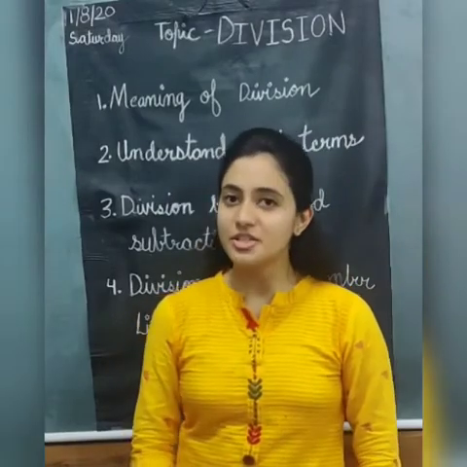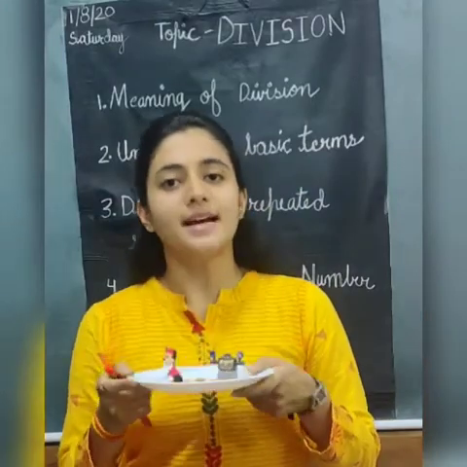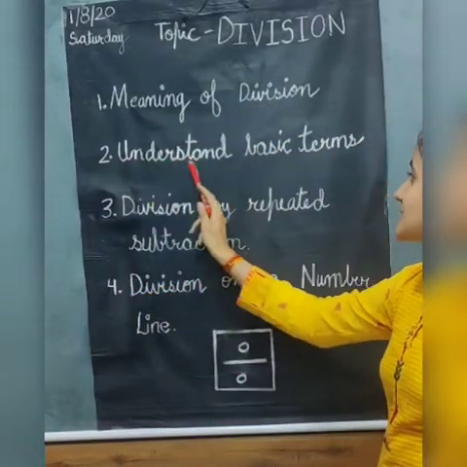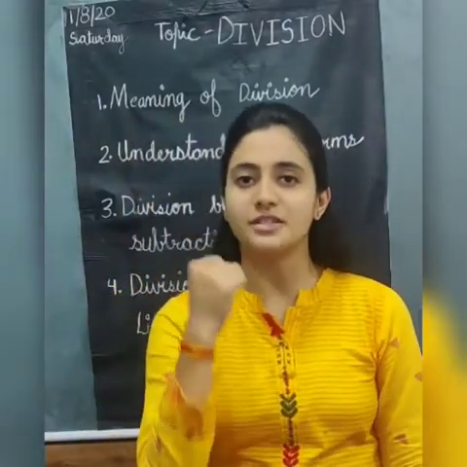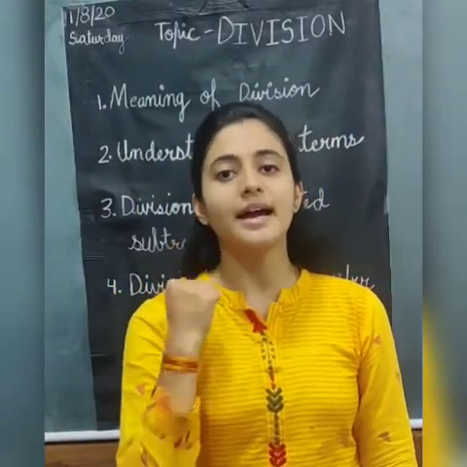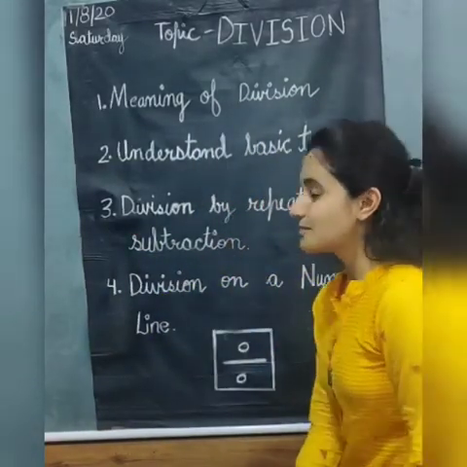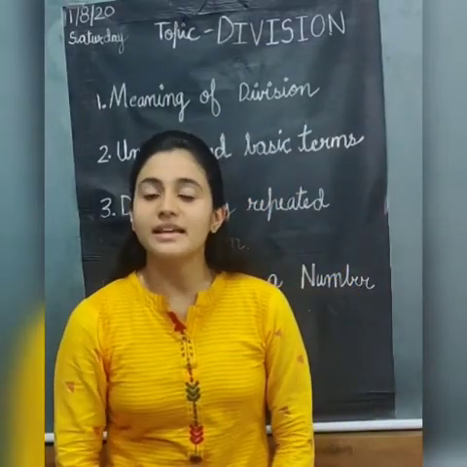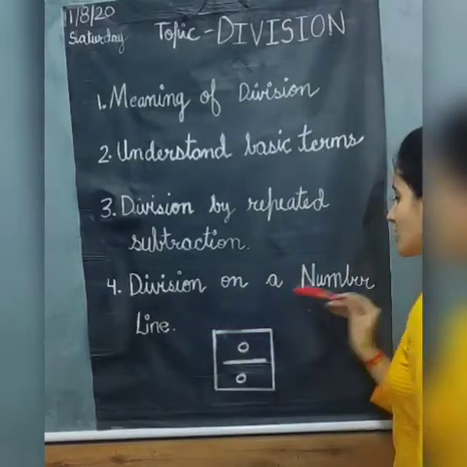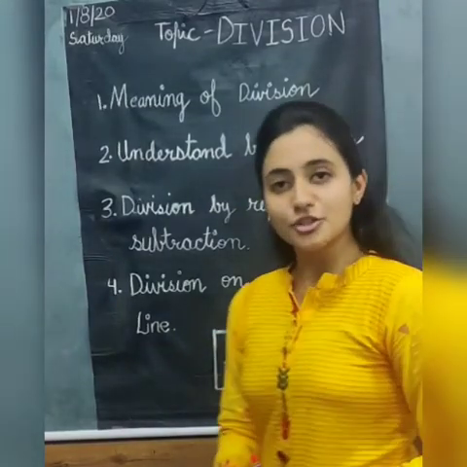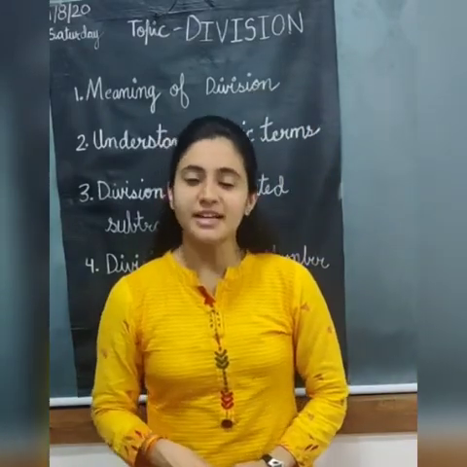Today in the topic division, we understood the meaning of division with the help of toys and almonds. Second, we understood the 3 basic terms of division: dividend, divisor and quotient. Third, division by repeated subtraction. We learned how to do division with the help of repeated subtraction. And fourth, division on a number line. We understood the number line with the help of a tortoise. We will continue the chapter division in our next class.